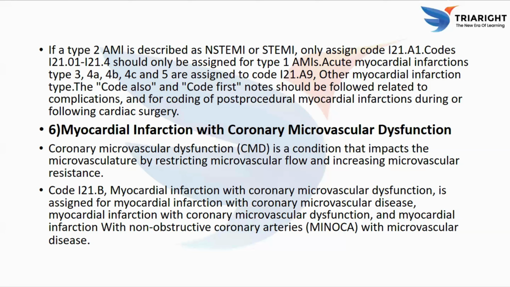And next, other specific types. Type 3, type 4A, type 4B, type 4C, and type 5 MIs related to sudden death, PCI, or surgery: you have to assign the code I21.A9, that is other myocardial infarction type. You have to always follow the code first and code also notes. So code first the underlying cause, for example, sepsis, anemia, arrhythmia. Code also I21.A1 for the myocardial infarction. Whenever you see these code first and code also notes, you have to follow them for sure.